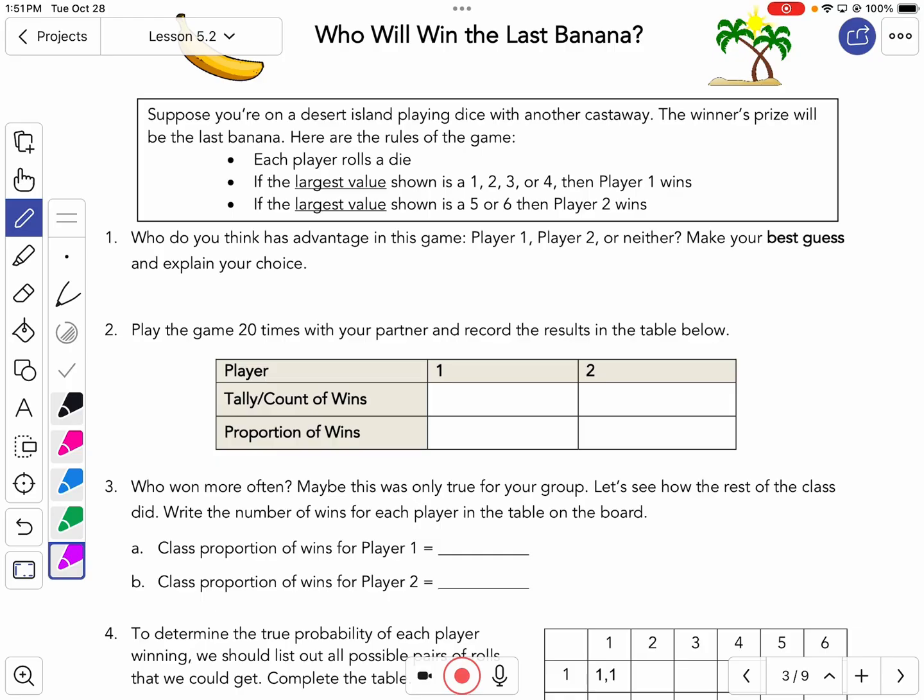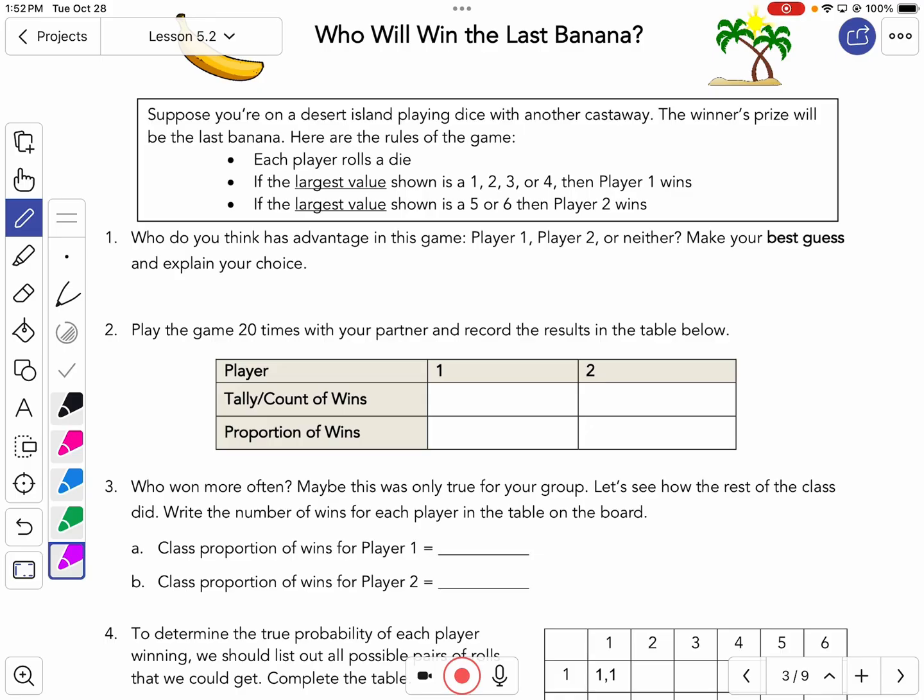And here are the rules of the game. Each player is going to roll a dice. So everybody's going to roll a dice. And it doesn't matter whose dice this happens on. If the largest value that we see on the two dice is a 1, a 2, a 3, or a 4, then player 1 is going to win. If the largest value shown on either dice is a 5 or a 6, then player 2 wins that round.